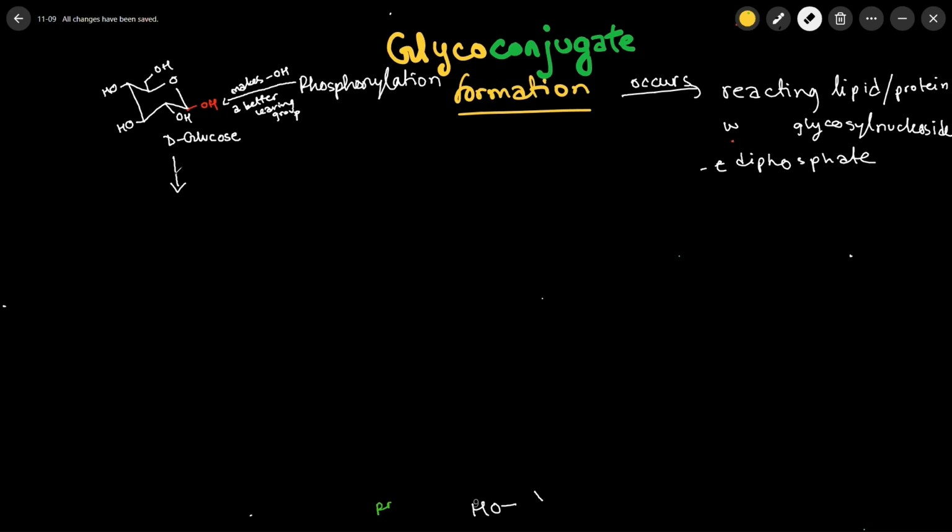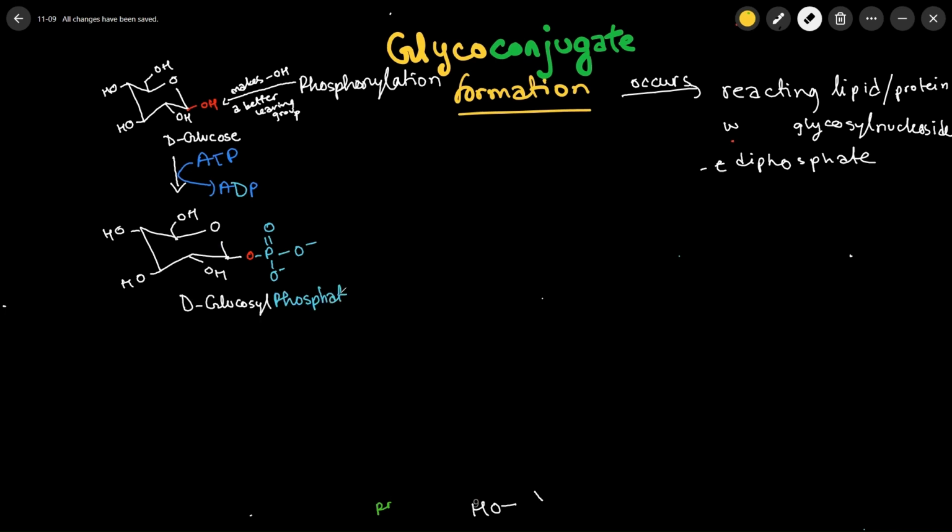We make the glucose a glycosyl nucleoside diphosphate, and then it reacts with lipid or protein. So let's see how we turn the glucose into a glycosyl nucleoside diphosphate. First, we get an ATP, which then gets converted to ADP. Then the hydroxyl group, the red hydroxyl group, changes to a phosphate group. So we have a D-glucosyl phosphate.